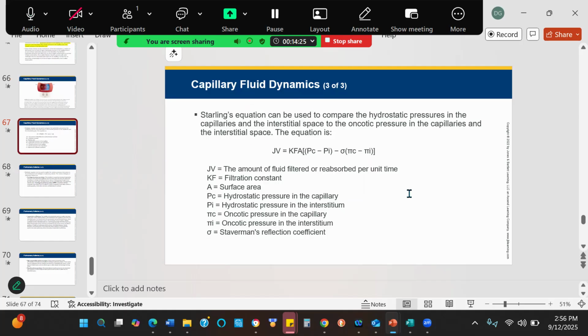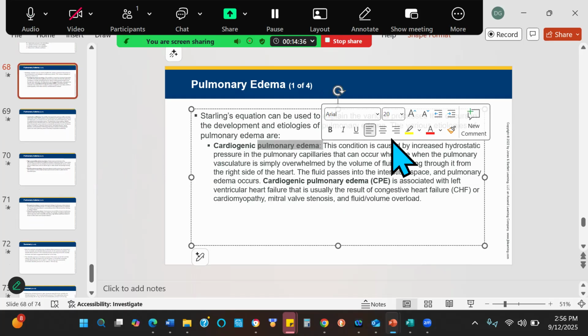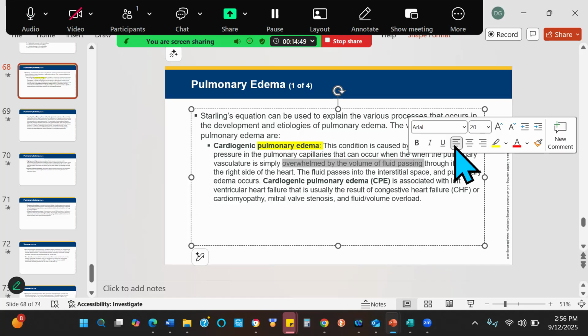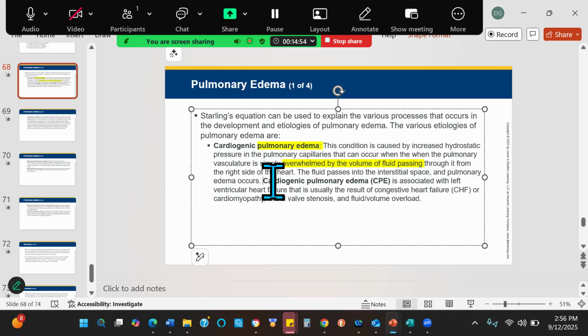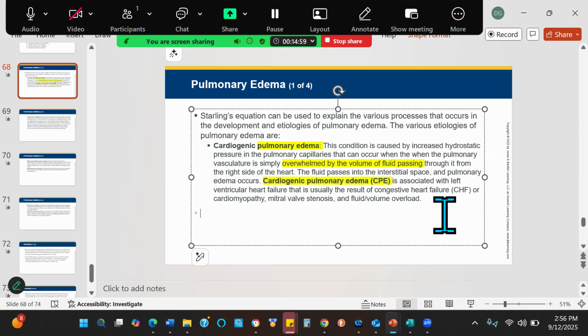Capillary fluid dynamics is more than you need to know. You just do not need to know that. Starling's equation, and there's pulmonary edema, which I was just talking about. So this condition is caused by hydrostatic pressure in the pulmonary capillaries, whenever the vasculature is overwhelmed by the volume of fluid passing through it. And that essentially means the heart can't keep up, and we get cardiogenic pulmonary edema, associated with left heart failure. And that causes the wedge pressure to go up.